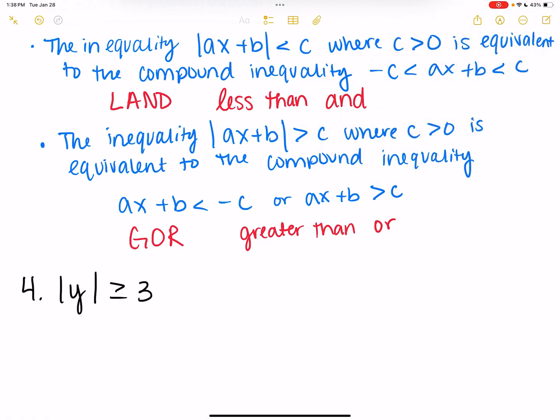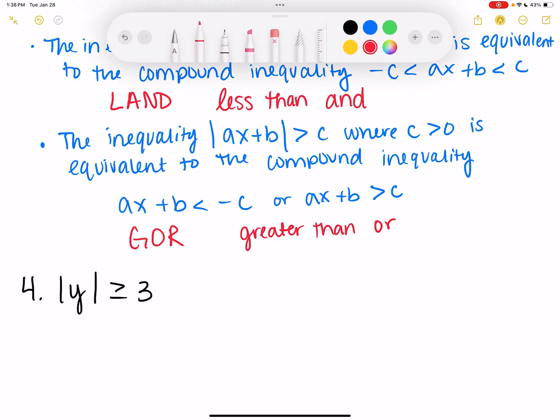All right, so this is a greater than problem. So that means this is going to be "or" because it's greater than. So one of them gets copied down exactly as it is. So it's going to be y is greater than or equal to 3. Or the other one, we bring down what's inside. So y, we flip the inequality. So less than or equal to, and we change the sign, -3.